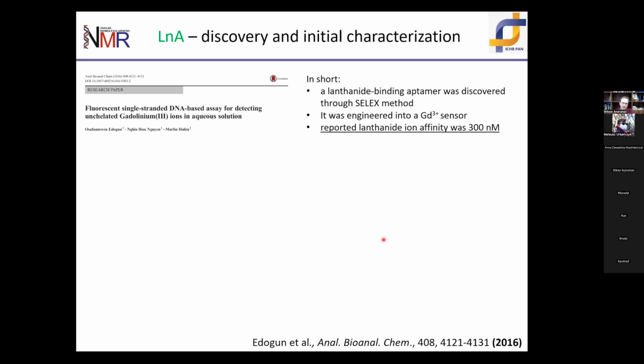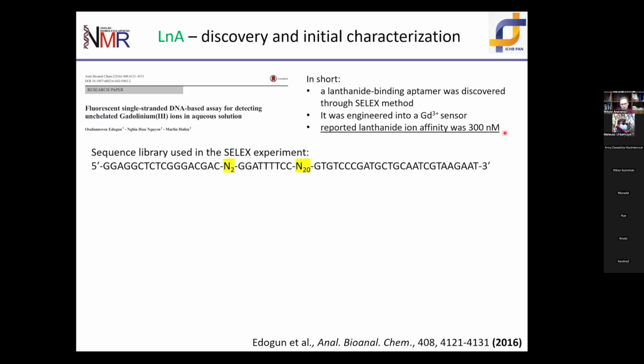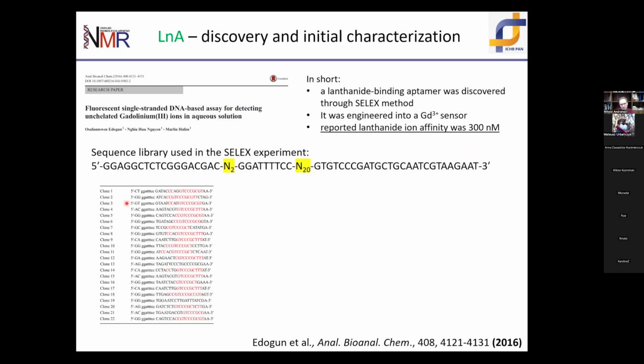The first of them is an aptamer that was discovered in 2016 that is able to bind lanthanide ions. What was very special about it is that it was able to bind these lanthanides with very good affinity, very rarely achieved for nucleic acids, sub-micromolar affinity. In the original paper, this was the library in this SELEX experiment. The ones in yellow are the random parts, and these are the 22 sequences they were able to find. So this part is these 20 random residues.